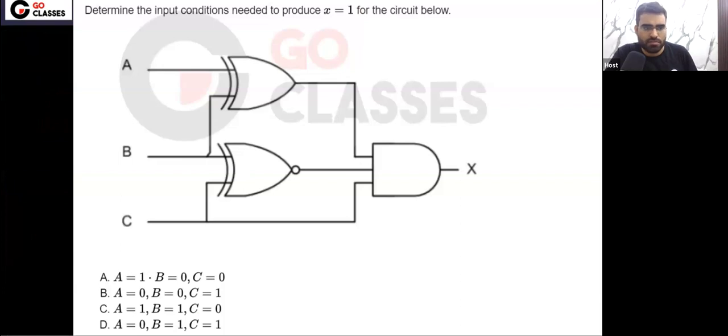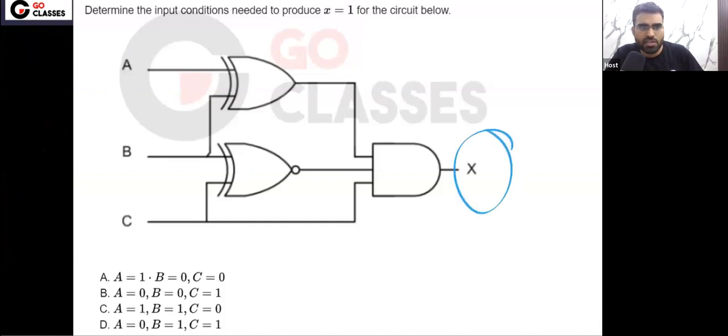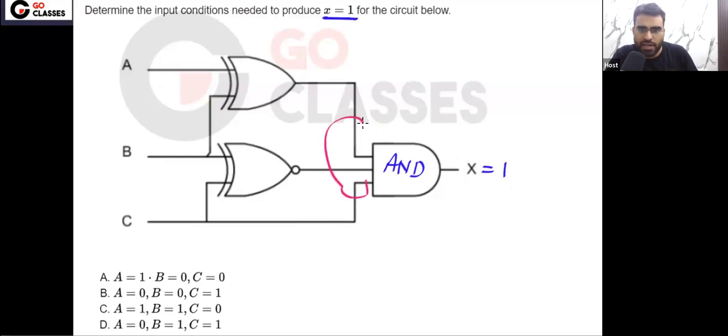Now let's solve this question. This circuit is given to you and the question is asking: for x equal to 1, what should be the combination? So I want x equal to 1. Now you tell me, this is an AND gate, right? Correct. If the output of the AND gate is 1, then what should be the inputs? If I want to make the output of the AND gate 1, then these three should be 1, 1, 1. The inputs should be all ones.